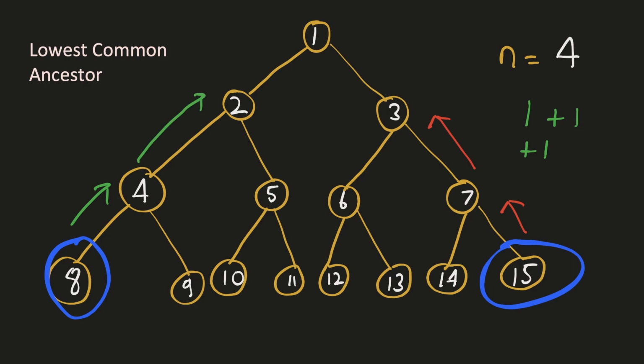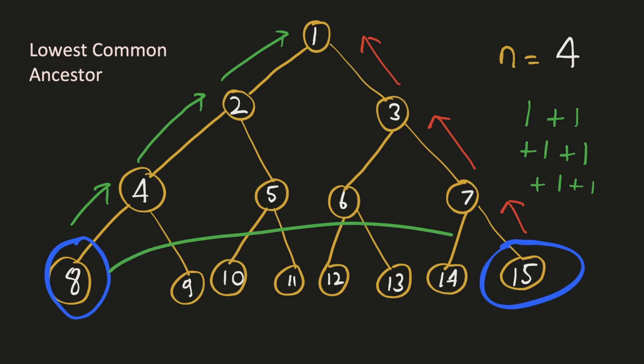Now we'll move up from node 4. Now we'll move up from node 3. And now we'll move up from node 2. Now we have arrived at the lowest common ancestor. We'll need one more edge to connect these two nodes. So this will be our answer.